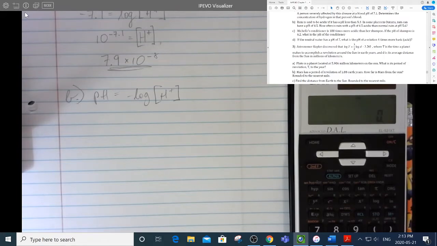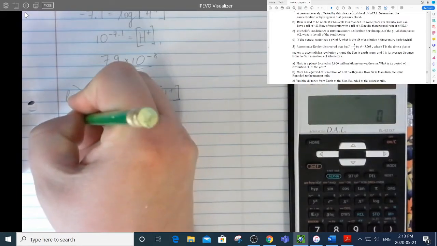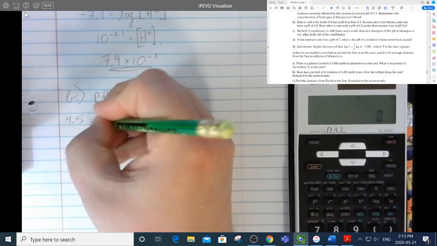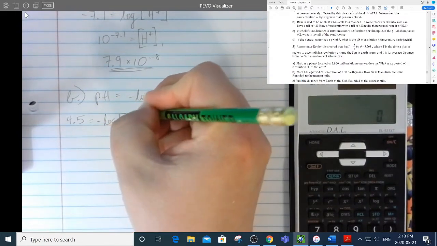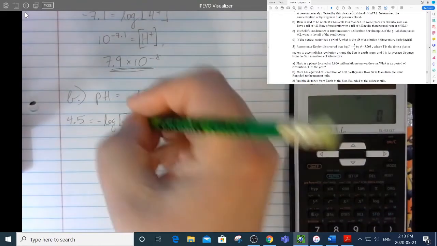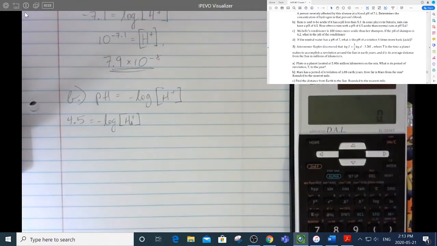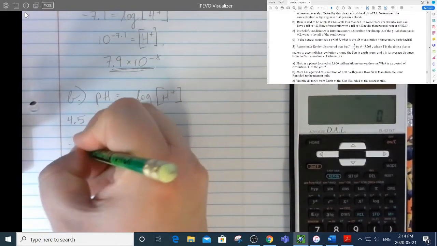And, okay, so what do we know? We know that we have 4.5 is equal to the negative log of the concentration of ions. And we'll call this A for my acidic rain, okay? And then move the negative to the other side.